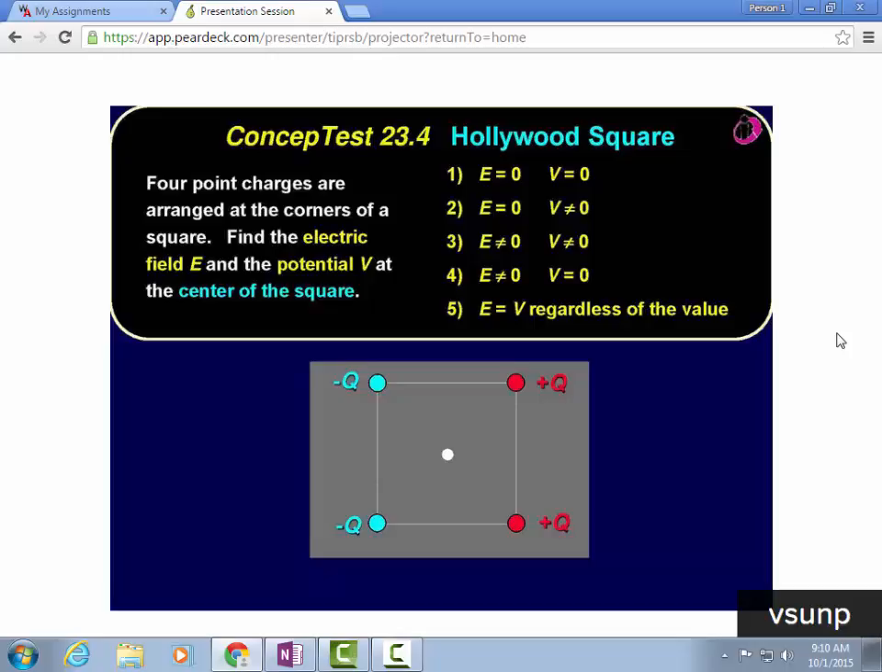Four point charges are arranged at the corners of a square. Find the electric field E and the potential at the center. I guess the point of this problem is to show you that the field and the potential are not the same thing. Yeah, the field's going to be that way, and the potential's going to be 0.